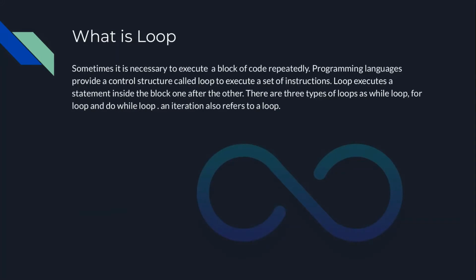What's a loop? Sometimes it's necessary to execute a block of code repeatedly. Programming languages provide a control structure called a loop to execute a set of instructions. A loop executes the statements inside the block, one after the other. There are three types of loops: while loop, for loop, and do while loop. An iteration also refers to a loop.